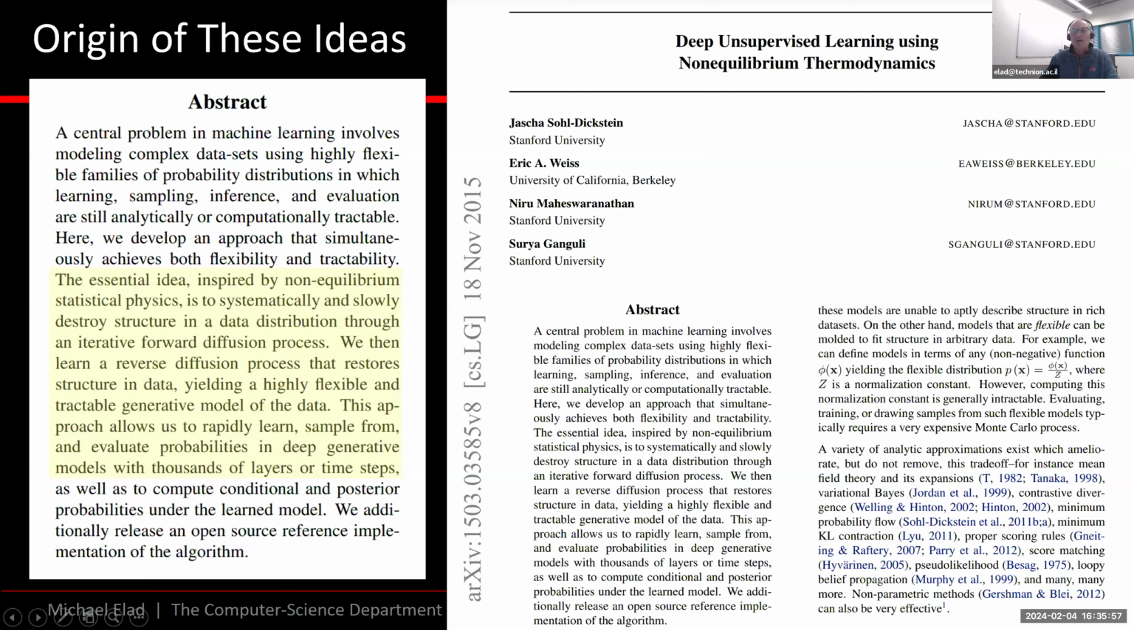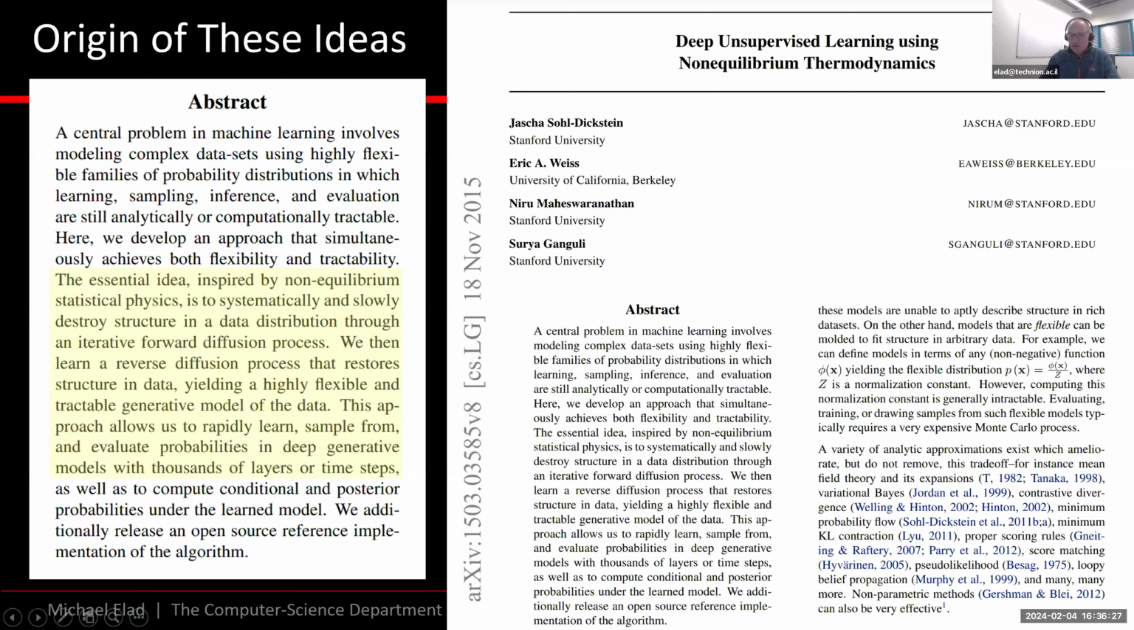We then learn a reverse diffusion process. This is the learning part. A reverse diffusion process that restores structure in data, yielding a highly flexible and tractable generative model of the data. So the reverse is the main theme here, and today we will spend most of our time on this reverse. This approach allows us to rapidly learn. So learning is fast and effective. Sample from, so they are able to sample from P of X.